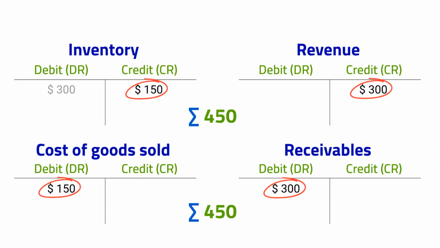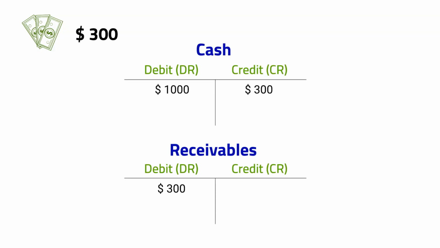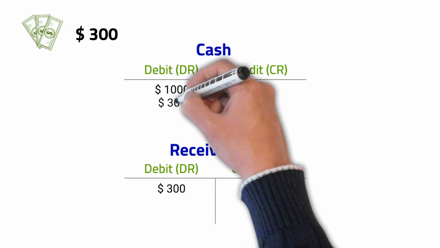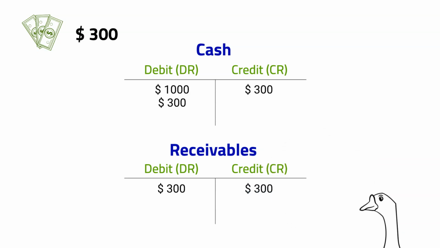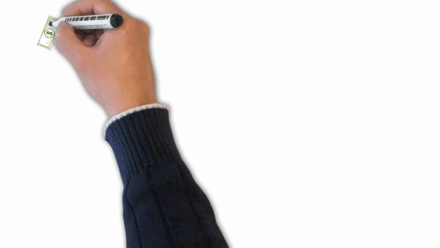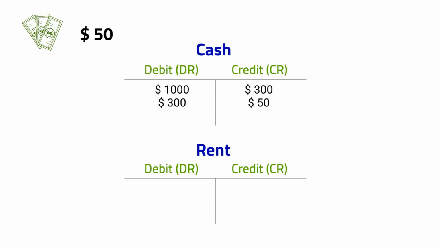It balances. Now the customer pays the invoice. Cash account, debit $300. Receivables are removed, credit $300. Receivables are cleared, cash increases, the balance sheet flips but totals stay equal. Let's also pay some rent, $50. Cash, credit $50. Rent expense, a new T account, debit $50. Expense increases on debit side, cash decreases on credit side.